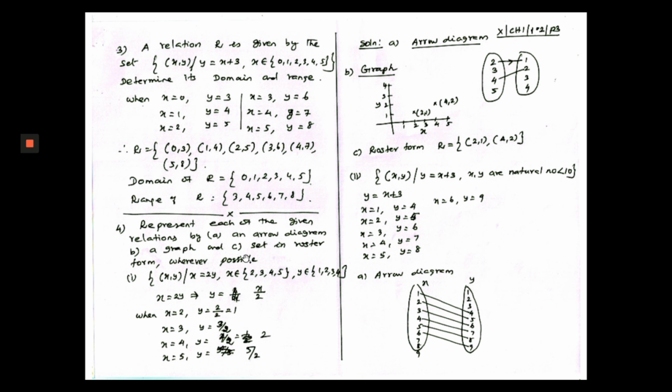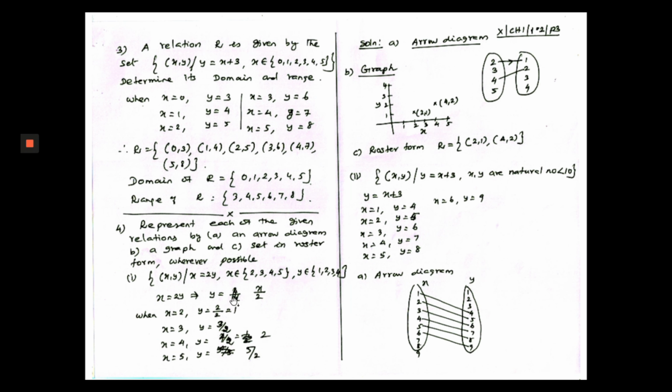Next, the fourth sum. Represent each of the given relations as an arrow diagram, a graph, and a set in roster form wherever possible. {(x, y) such that x is equal to 2y}, where x belongs to {2, 3, 4, 5} and y belongs to {1, 2, 3, 4}. Now, x takes the values 2, 3, 4, 5 and y takes the values 1, 2, 3, 4.